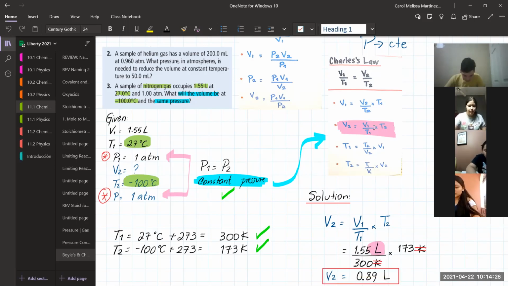And this is the tricky part about the gas laws. It's not like the problem is going to tell you, for this problem use Charles' law. So that's why we need to read carefully.